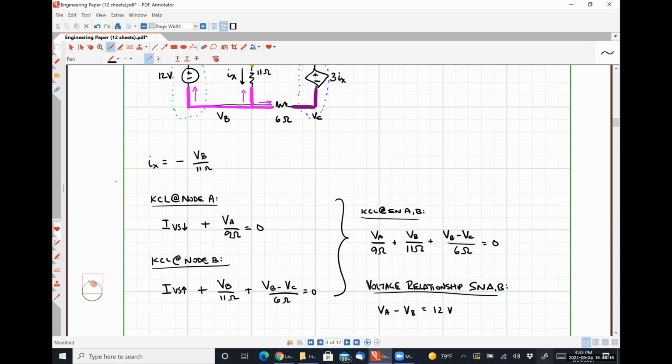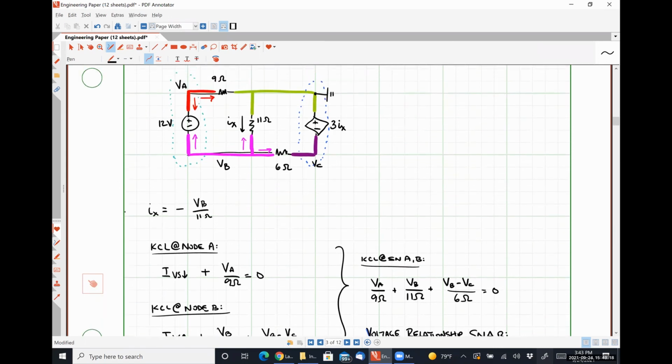What nodal voltage is connected to the positive polarity terminal of the 12 volt source? VA, minus the nodal voltage at the negative polarity terminal, which is VB. So that's why VA minus VB is equal to 12.